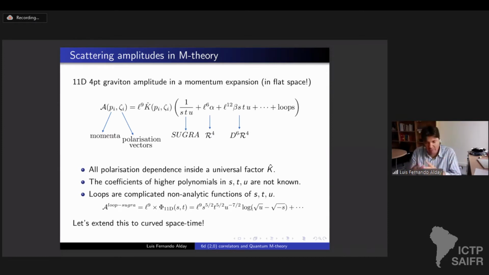So the aim for this talk, what we want to do, is to extend these results to curved space-time. Okay, so this is what we are going to try to do.